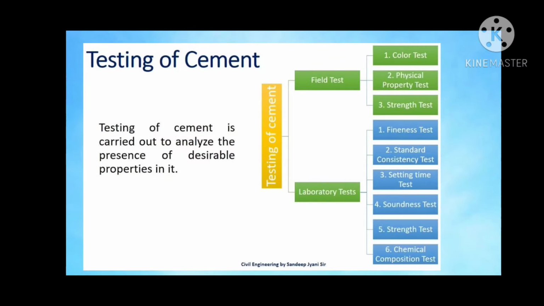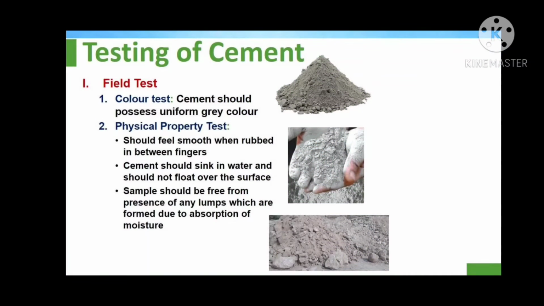Testing of cement. Testing of cement is carried out to analyze the presence of desirable properties in it. Testing of cement: field test and laboratory test. Field test: first color test, second physical property test, third strength test. Laboratory test: first fineness test, second standard consistency test, third setting time test, fourth soundness test, fifth strength test, sixth chemical composition test.